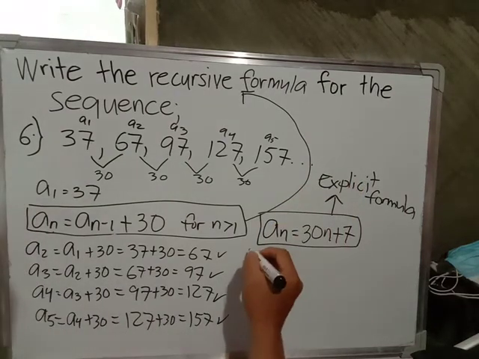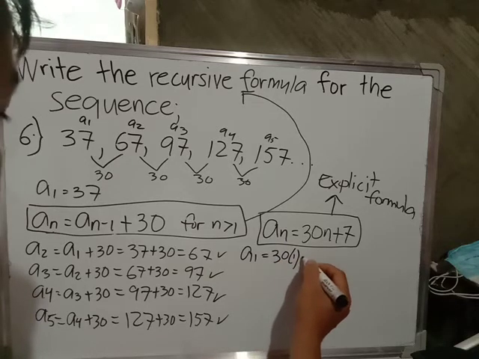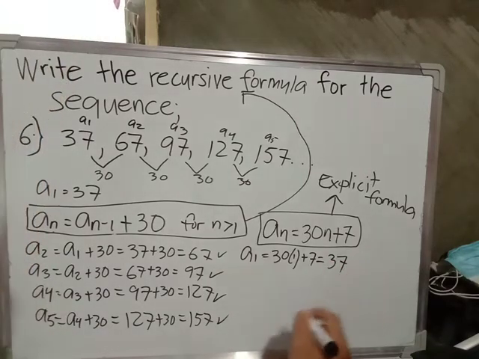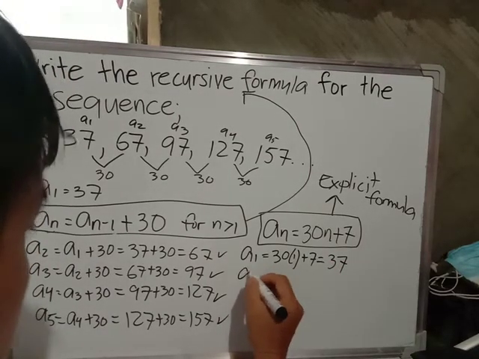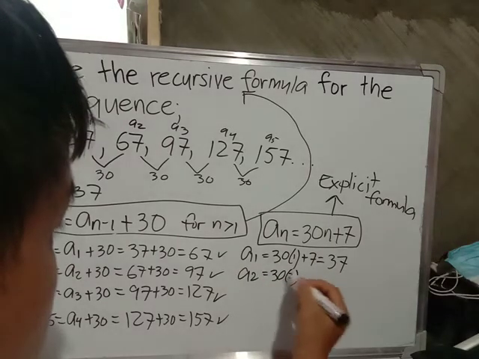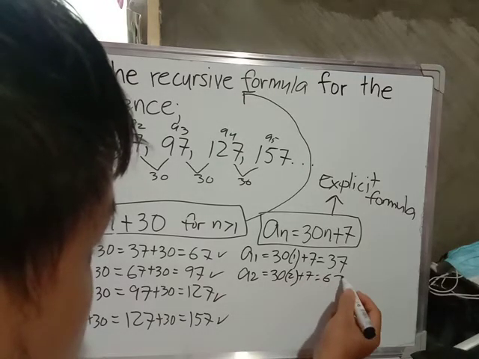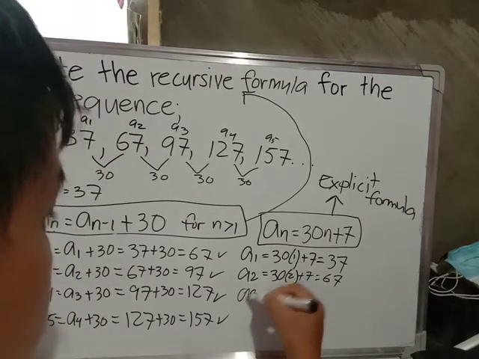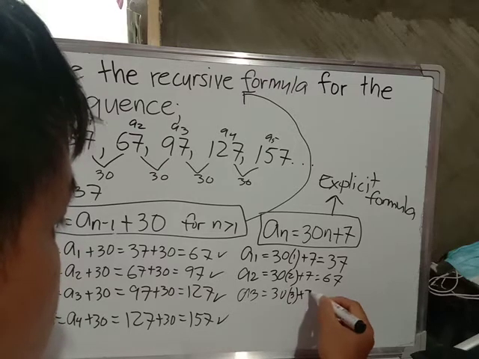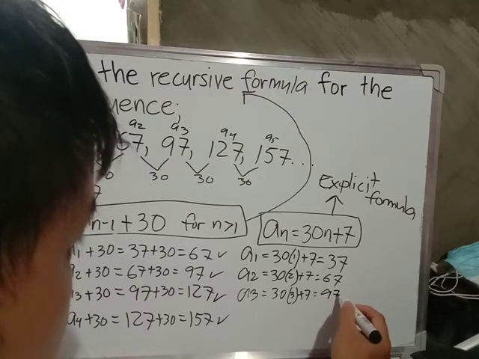Try natin. E1 is equal to 30 times 1 plus 7 is equal to 37. Then, E2 is equal to 30 times 2, kung anong n, plus 7, is equal to 60 plus 7 equals 67. Then, E3 is equal to 30 times 3 plus 7. 30 times 3 is 90 plus 7 is 97.